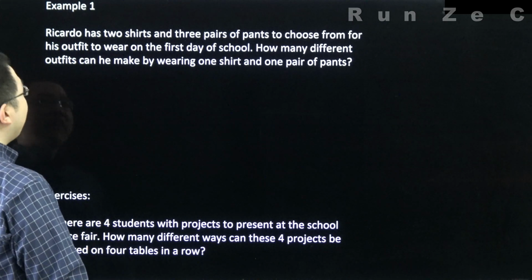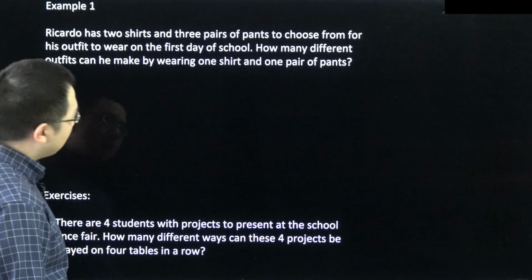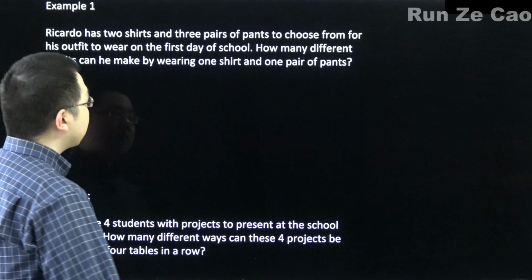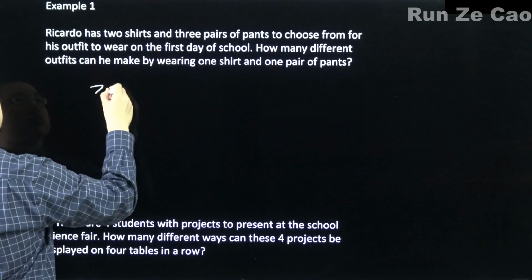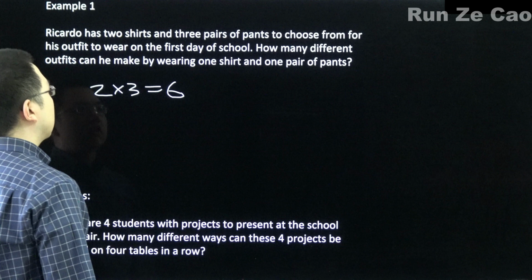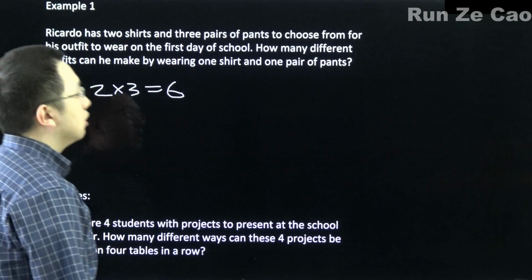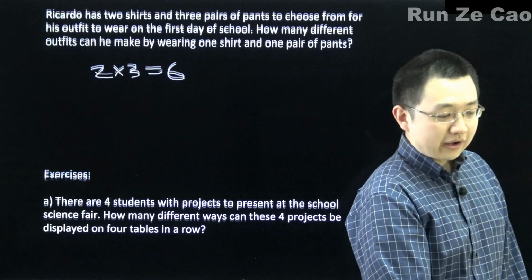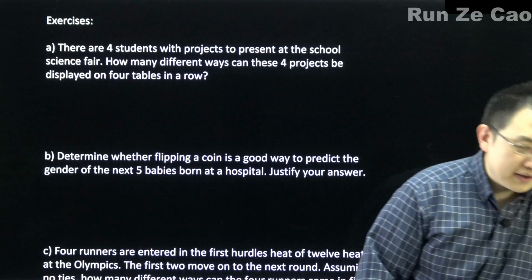Anyway, how many different outfits can he make by wearing one shirt and one pair of pants? However you have to act this out in class, this is going to be 2 times 3 equals 6 outfits. How terrible, I know, right? Now, exercises.